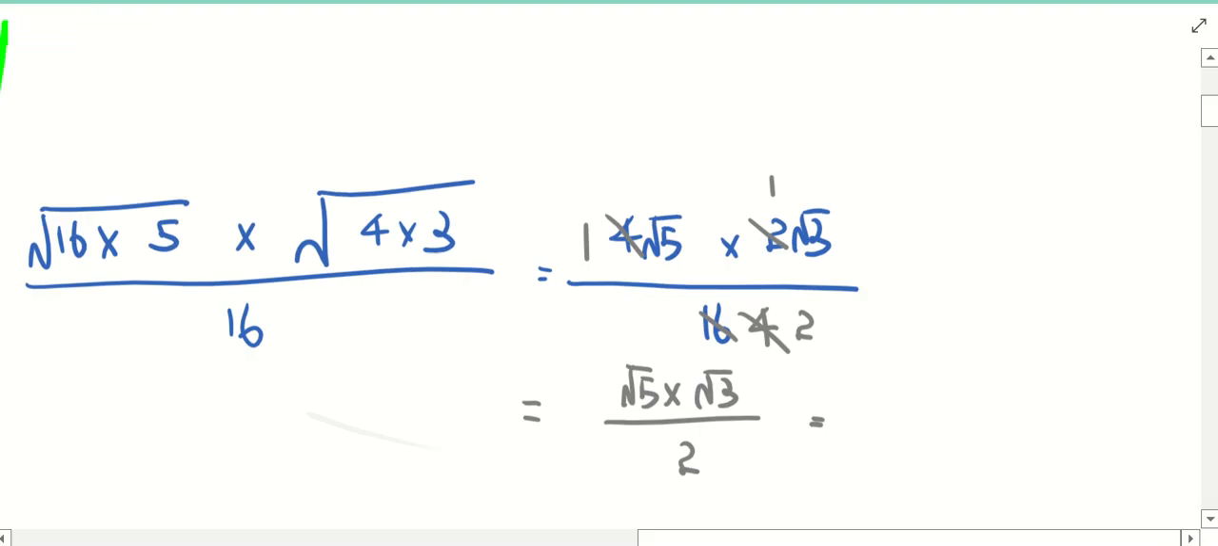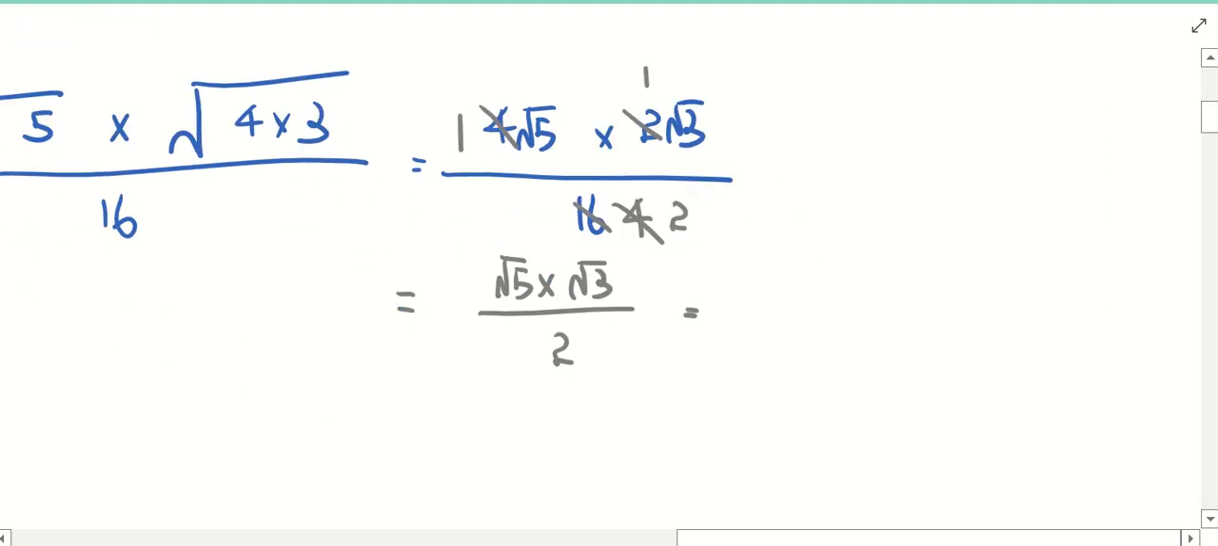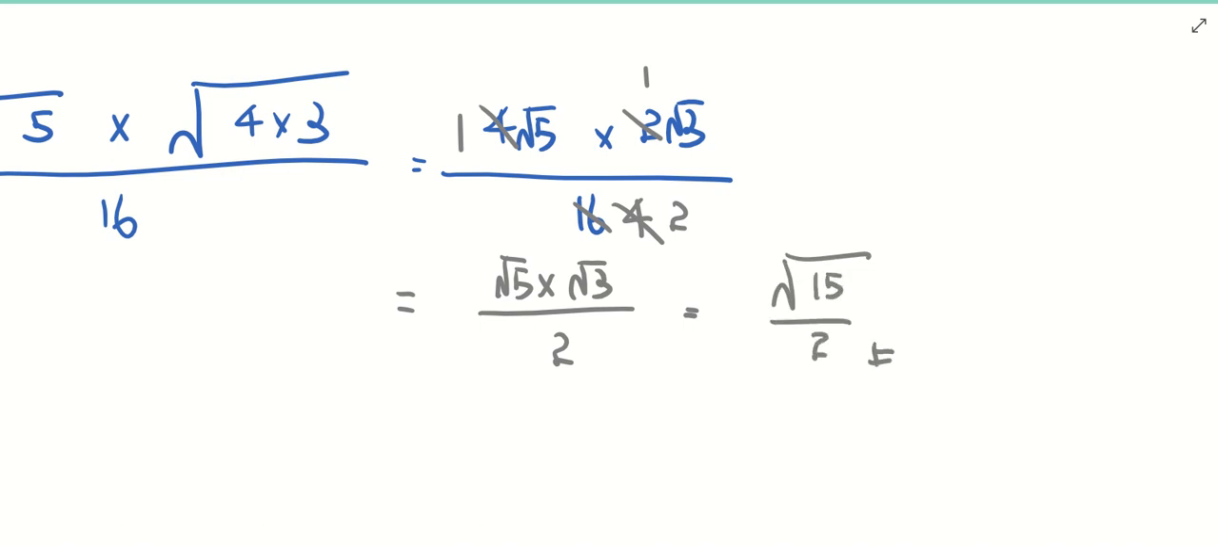Do you realize that number 5 and number 3 are all prime numbers again? Alright? You can leave this as your answer, but if you want to write it this way, it's also acceptable.